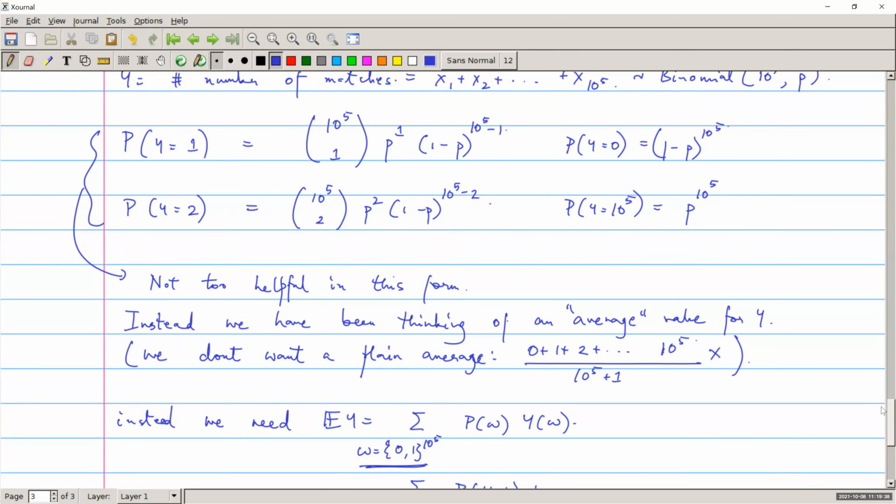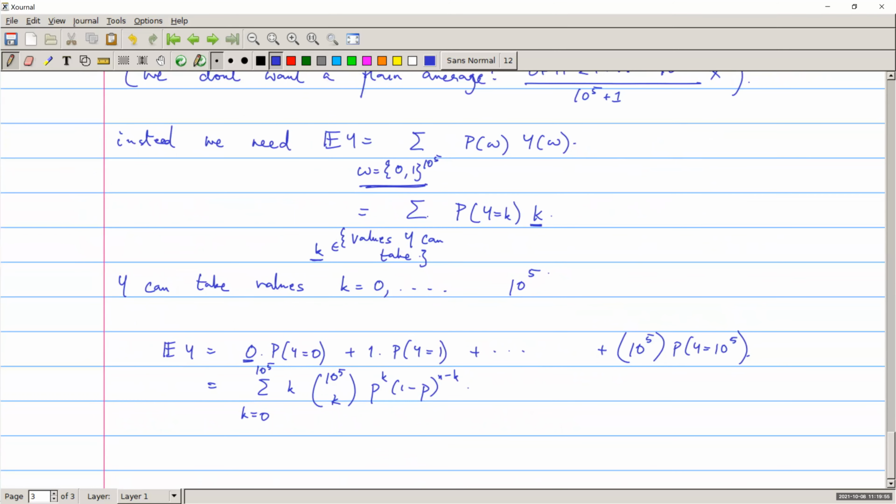To get that, I create a notion of an average for Y. It's not a plain average, because the plain average doesn't capture anything about their probabilities. Instead, I take every value Y can take and I take the weighted average of those. I weight every value Y can take by the probability that Y takes that value. This weighted average is what I call the expectation of Y.